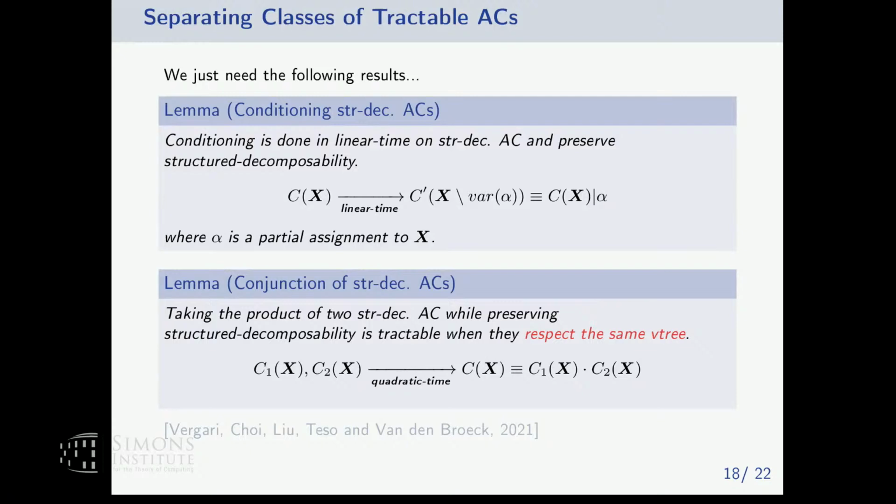And also an important result is that if you give me two arithmetic circuits that are structured by the same V-tree, then I can obtain another arithmetic circuit that is also structured by the same V-tree, and that represents the product of my two inputs. Now, if you want to take the product by just putting a product gate and putting your two circuits as children, well, your product gate is not decomposable, so we don't really care about that. But if your two input circuits respect the same V-tree, then you have a quadratic time algorithm that will merge them in some way, and you will obtain something that in the end is structured decomposable.